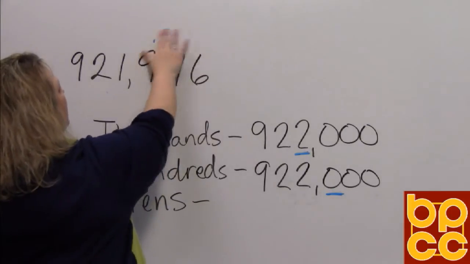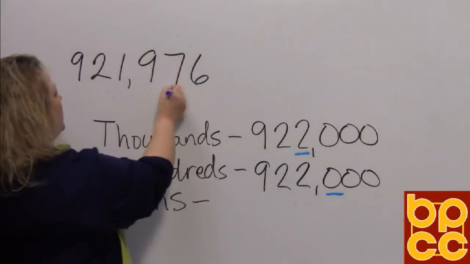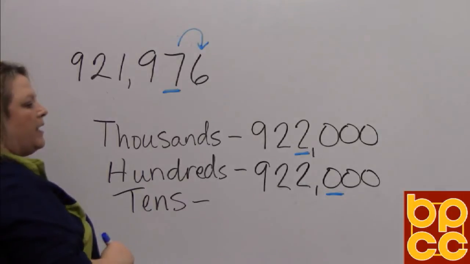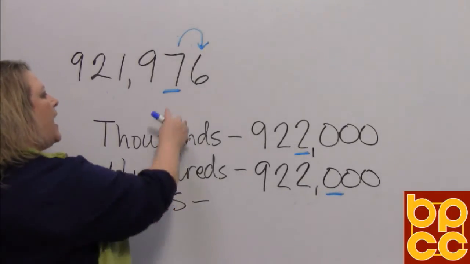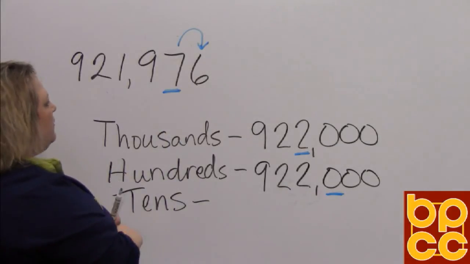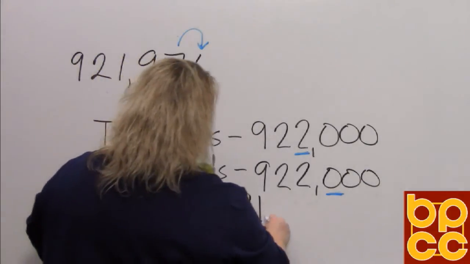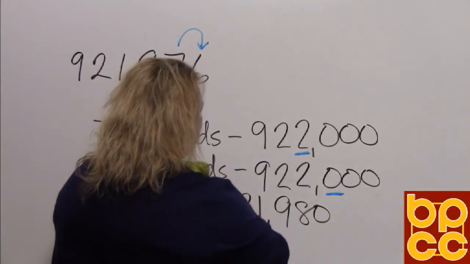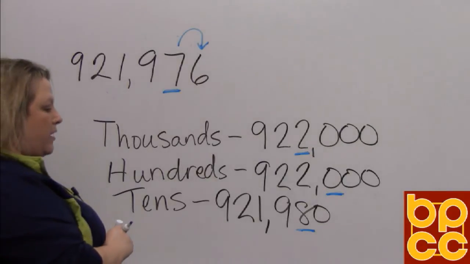Now the last place we're going to round it to is the tens place. You underline your digit. This time it's a 7. We look next door. Is it 5 or higher? Yes, it's a 6. So we have to add one more to the 7, and it will become an 8. So now we have 921,980. The digit I wanted to change became an 8, and the ones behind it became zeros.